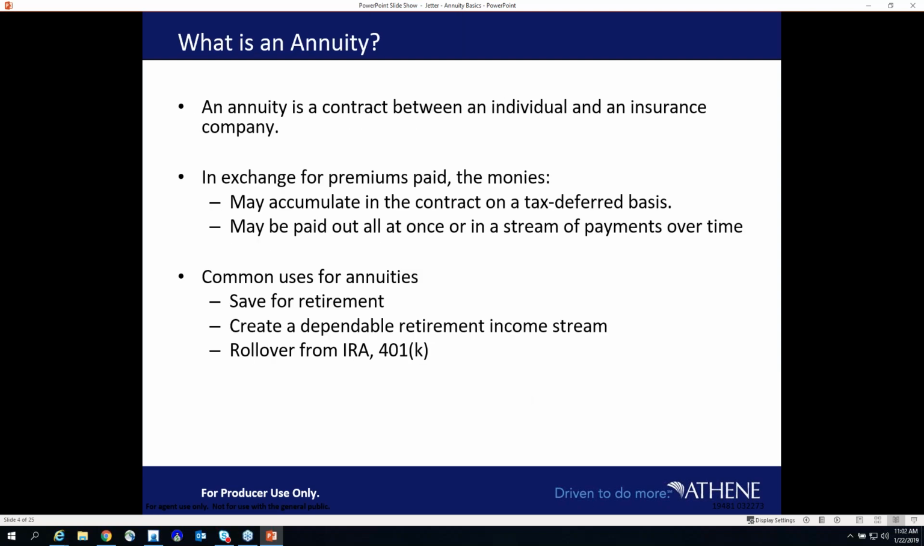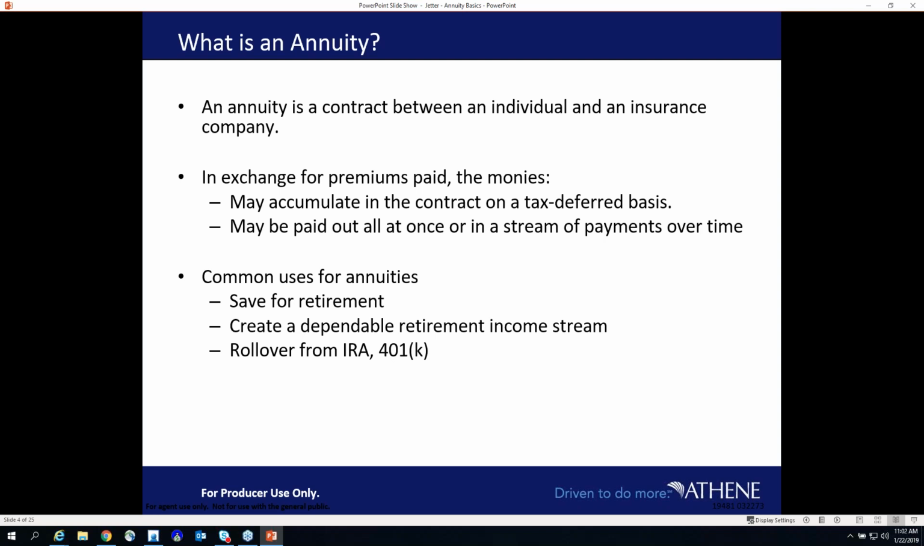So an annuity is a contract between an individual and an insurance company. In exchange for the premiums paid, the monies may accumulate in the contract on a tax-deferred basis, and may be paid out all at once, or in a stream of income payments over time.